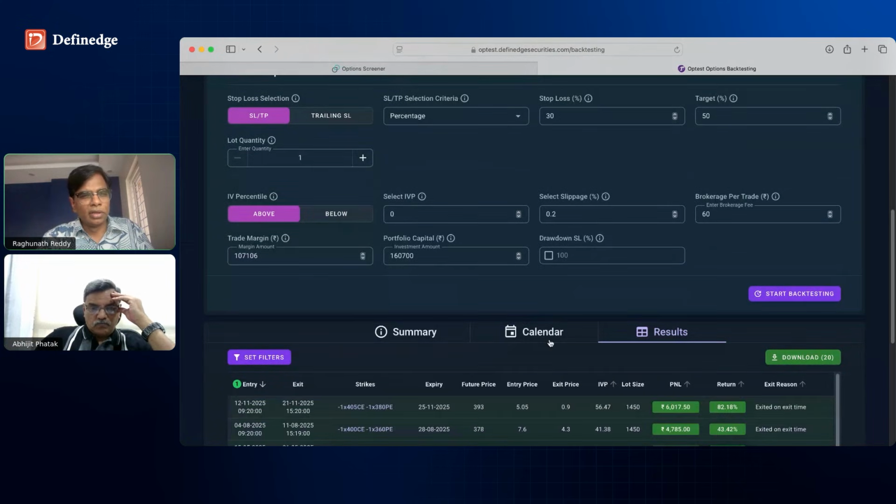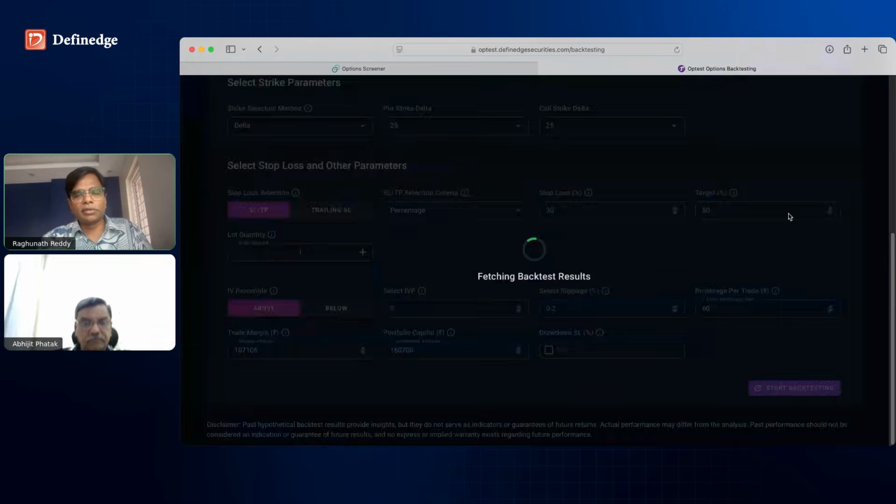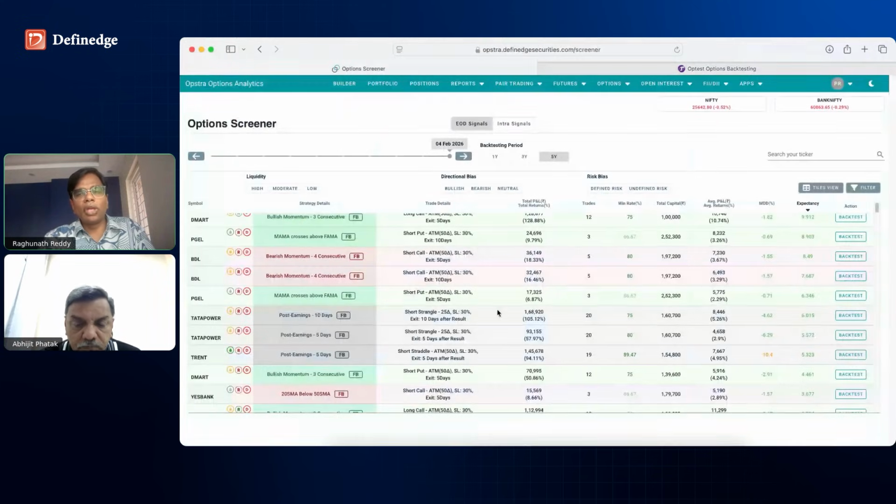Let's say in the summary here you have total returns of around 105%. With that change, let's see what happens. Like that, you can change different parameters and see what works for you. Returns have reduced a little bit from 105 to 87. So maybe the default values that you have are good enough for you to backtest and deploy. Once you're satisfied with the backtesting, you can deploy this directly in your trading terminal. So that is about these EOD signals.